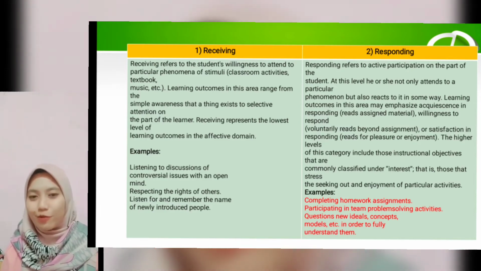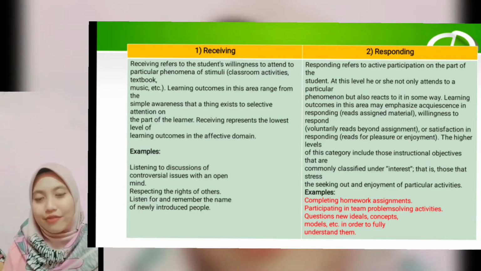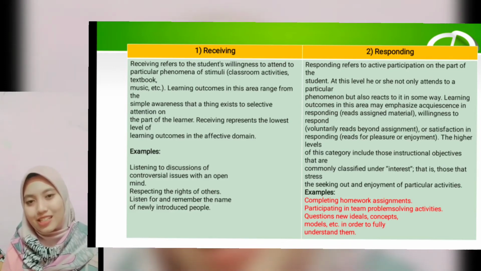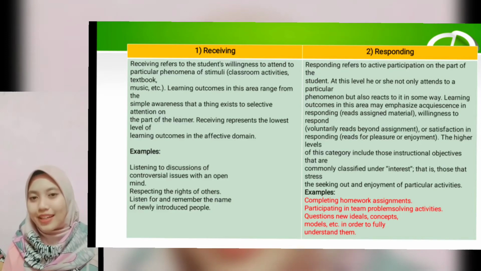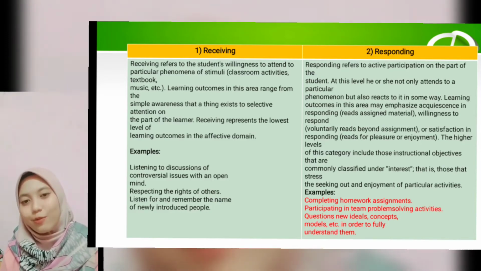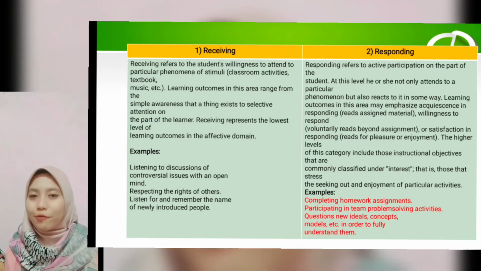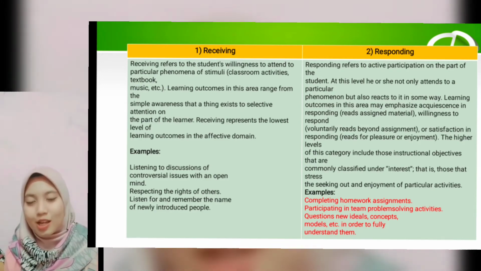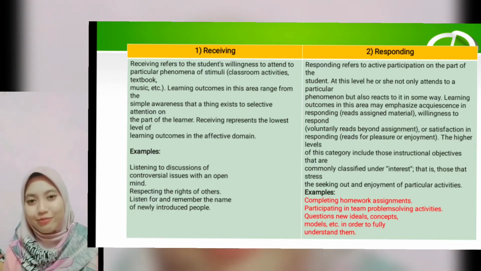So let's move to the next level of affective learning, which is responding. In the classroom, we may have a lot of students who are different. Some of them will respond to us, while some of them just mute themselves because of many factors.